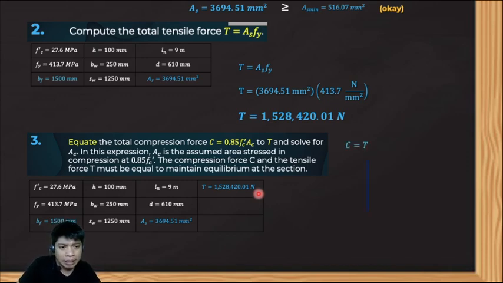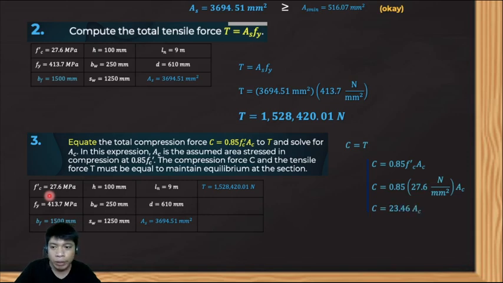Okay, so of course, again dito sa step na to, i-equate natin si C at saka si T. So C nga natin is equals to 0.85 F sub C prime multiplied by area ng compression concrete. Given man yung ating F sub C prime, ito na nga yun guys, 27.6. So, substitute lamang, and makukuha natin dito is C is equals to 23.46 A sub C. Okay, so equate natin siya guys, 23.46 A sub C equals to T. Yung T ay na-compute natin sa taas. Ito yun guys.